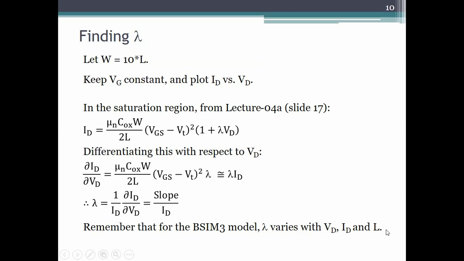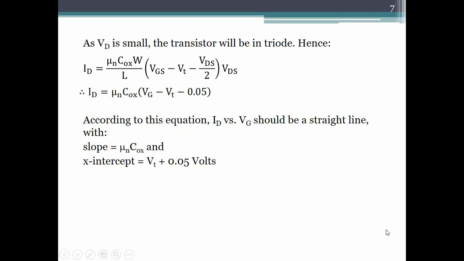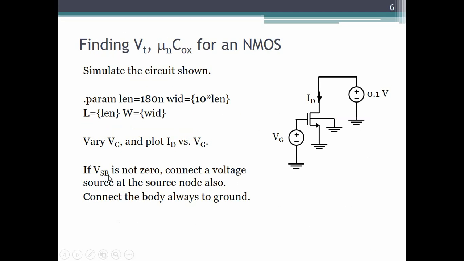Vt will be a function of the source body voltage, as we have seen. Therefore, you will also be finding Vt for various values of the source body voltage. The method is the same. You will just put a source voltage here instead of grounding it.